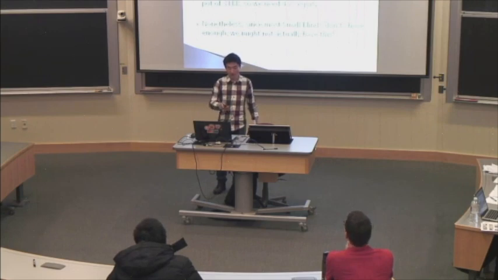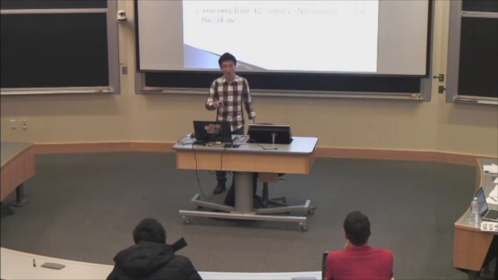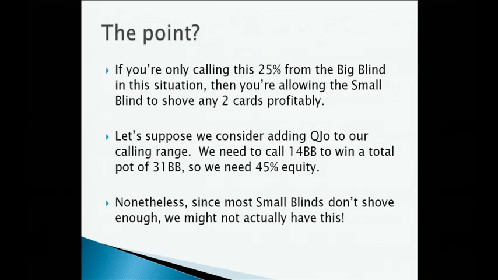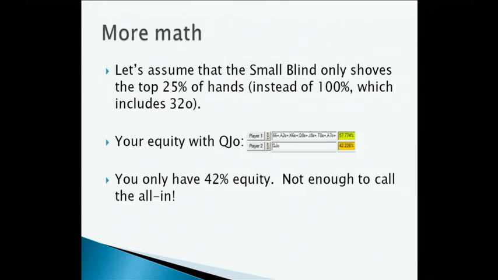So, right, we can do a calculation with queen jack. So let's assume the small blind only shoves top 25% of hands instead of 100%. Then your equity is only 42%. And what equity do we need to call all in? We need to call 14 big blinds, right? We need to call 14 big blinds, and if we call, the pot will be 31. So we need 14 over 31, which is about 45% equity. We only have 42, so we actually shouldn't call anymore.